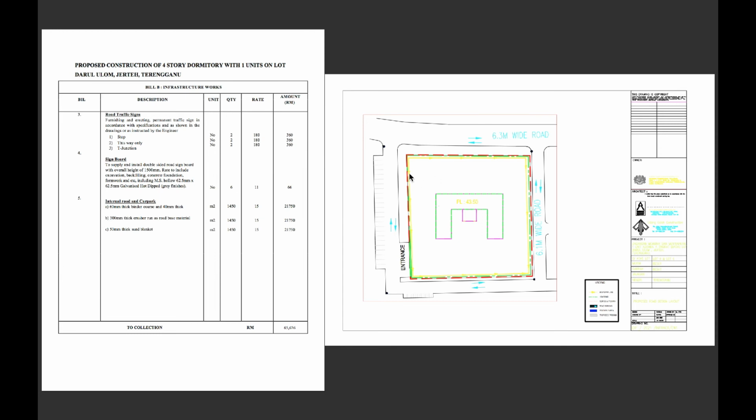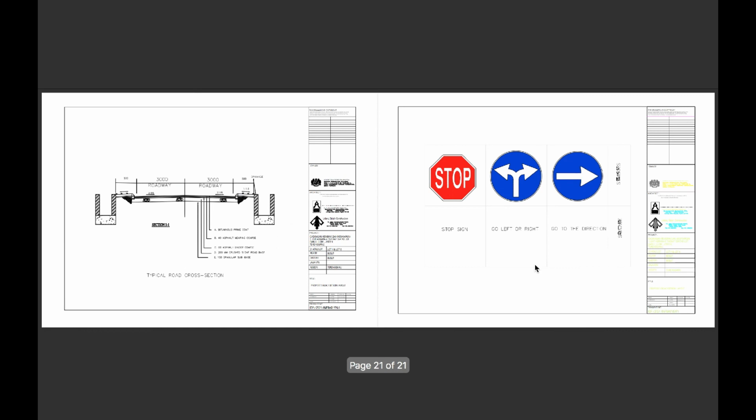Next is our plan layout for our road. The small dots here are the signage and road marking. Road is 6.1 meter wide. This is a typical cross section, and this is the signage.